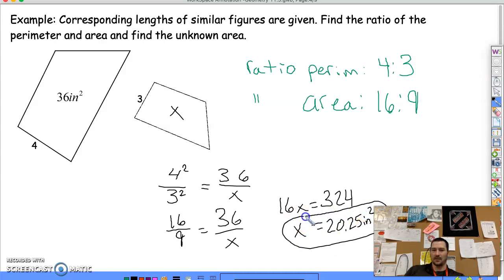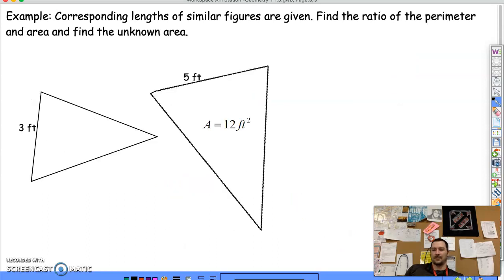So when you're setting up these proportions, in order to equal the area ratio, you've got to square the side lengths. All right, so same type of problem here. Ratio of our perimeters.